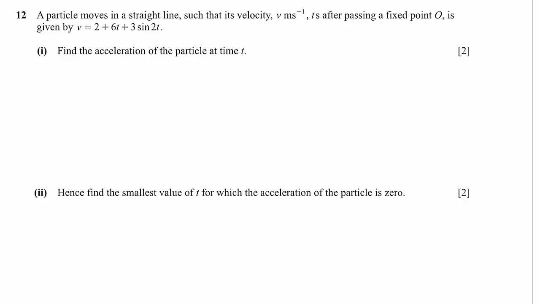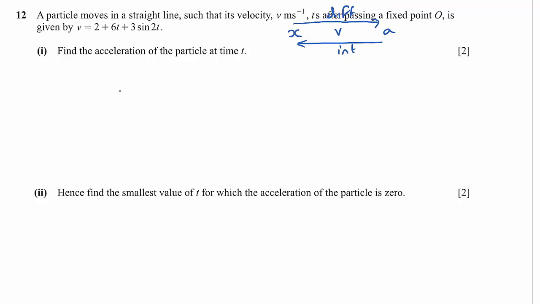A particle moves in a straight line such that its velocity, v meters per second, t seconds after passing a fixed point O, is given by v equals 2 plus 6t plus 3 sine 2t. So x, v, a: displacement, velocity, acceleration. Remember, to go this way, you need to differentiate, and to go this way, you do the opposite, you integrate.